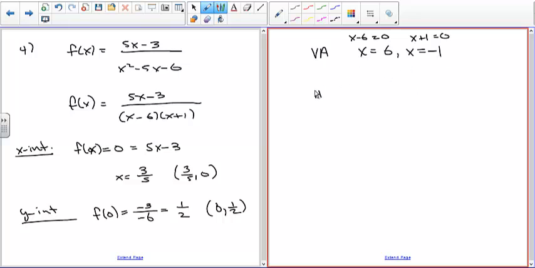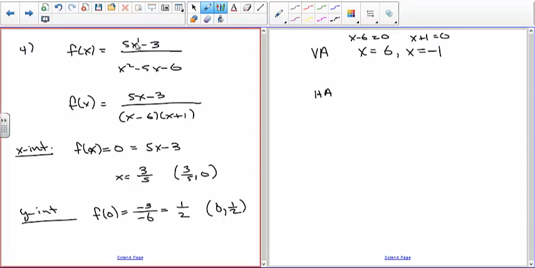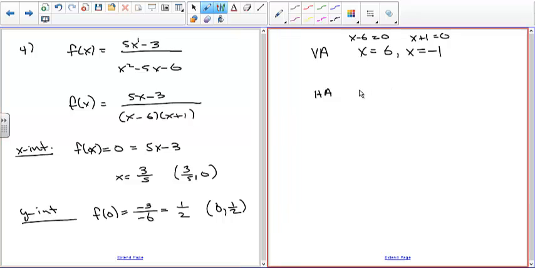And then your horizontal asymptote, because the order of the numerator is lower than the order of the denominator, is y equals 0. So you don't use the leading coefficients because this is not squared up here, it's just the first power. So I didn't ask you to plot it, so those are the four things that I asked you to find.